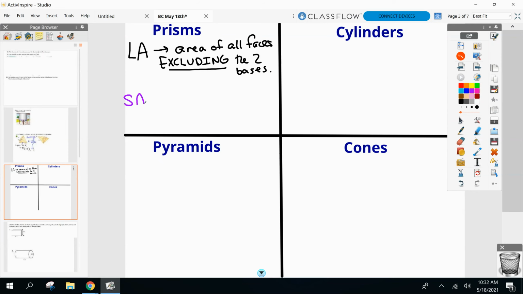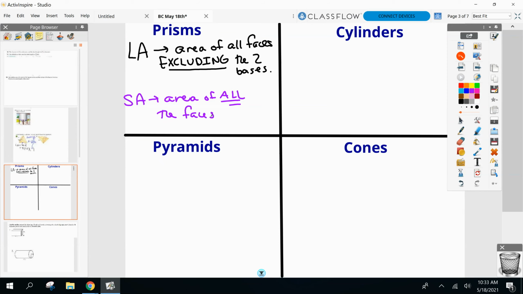Surface area, that's the whole thing, right? That's the area of all faces. So pop the bases back on, you got your surface area. So I don't have an official formula for you there. You just got to know the concept of lateral and surface area.